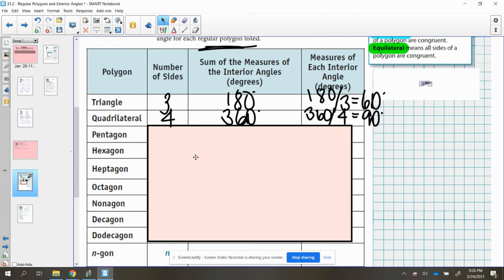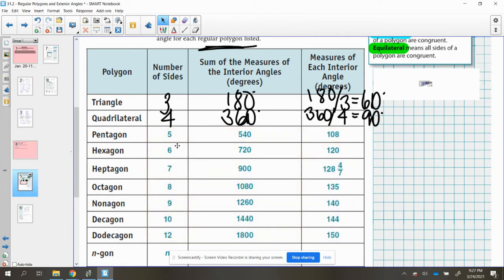Now, we can continue filling out this chart, right? We had a pentagon, total sum is 540, and if we divide that by 5, we get 108. And then 6 is 720. Divide that by the number of sides, we get 120. 7, we're going to have a fractional value.